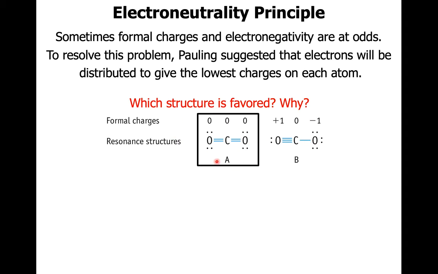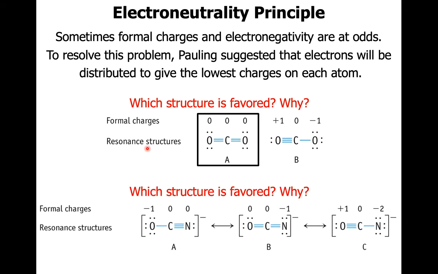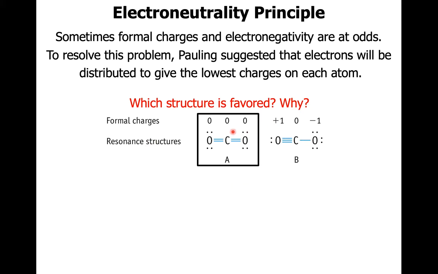So this is the one that we're used to, carbon with double bonded oxygens on both sides. But why is this one better? Well, it's better because Pauling's electronegativity principle explains to us it's better because this has no charge in it, 0, 0, 0, whereas this other Lewis structure here has +1, 0, and -1. So we want to avoid charges if we can. So this makes this a better single Lewis structure to describe CO2.